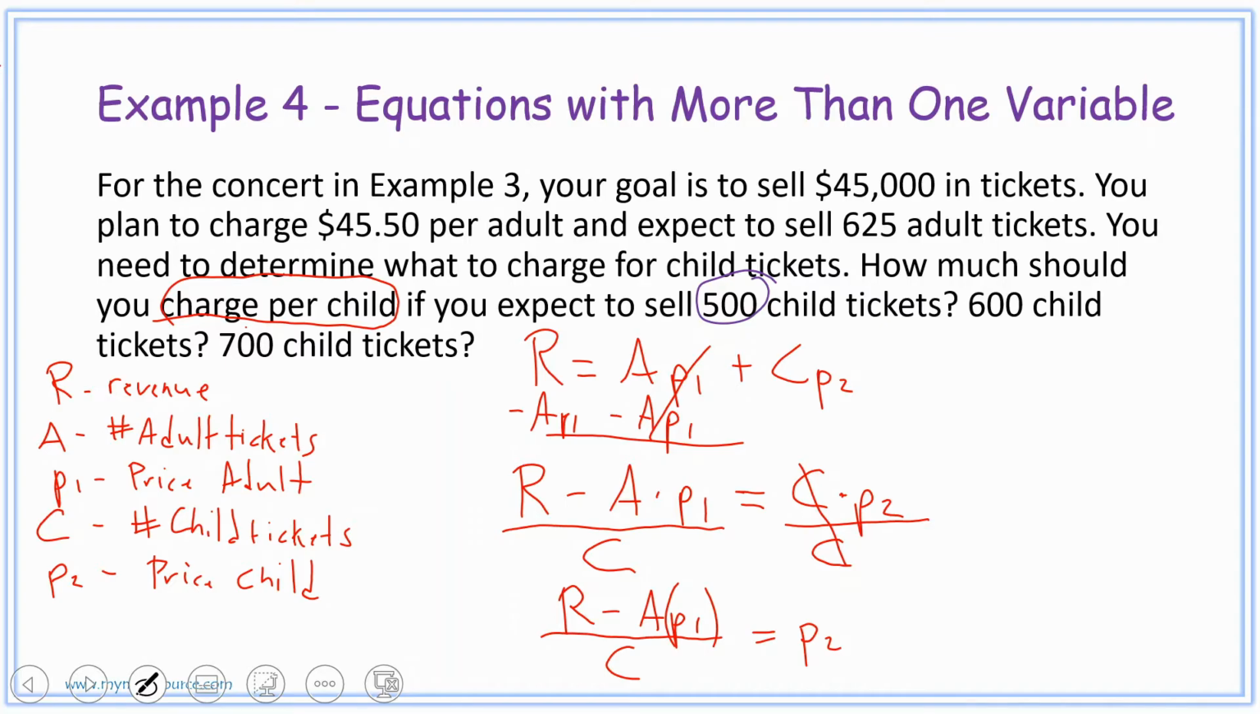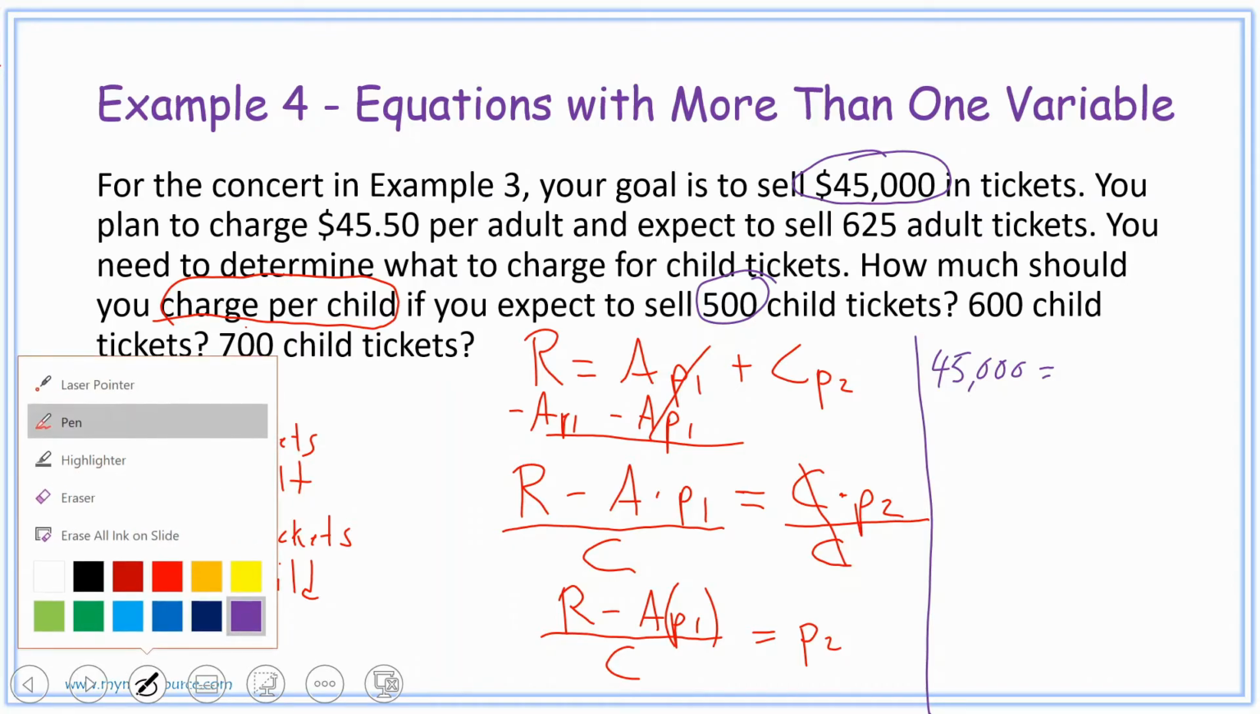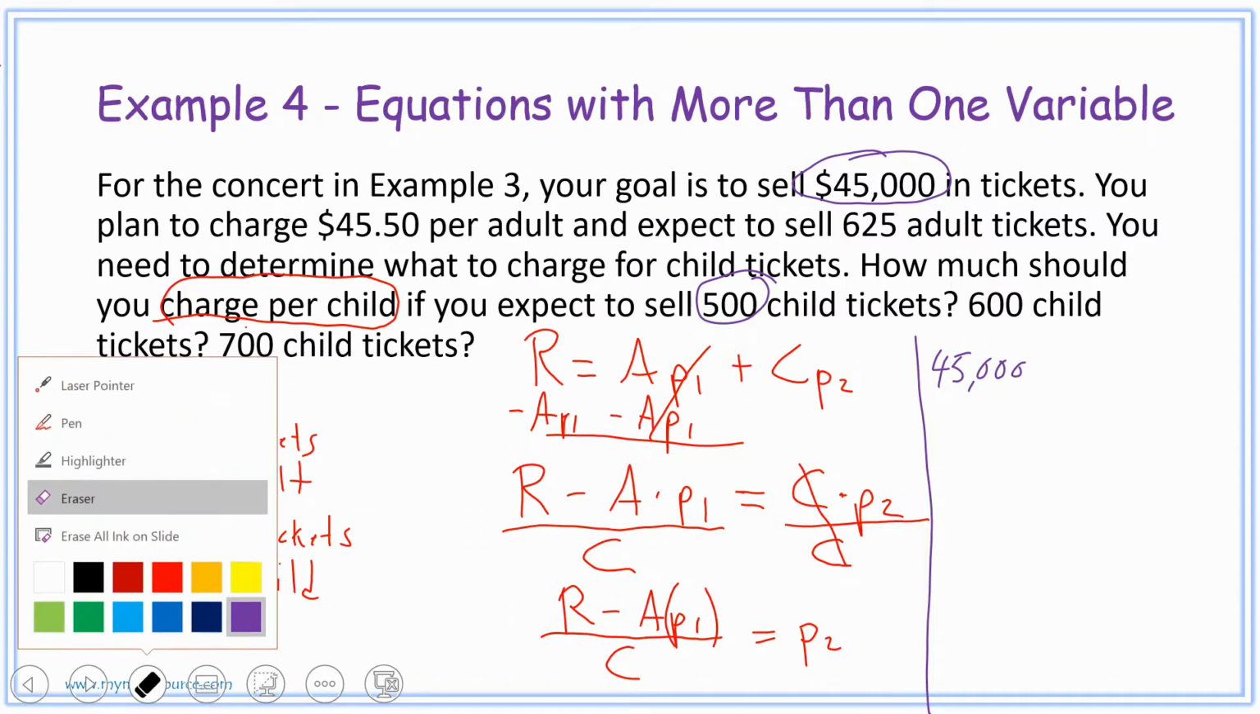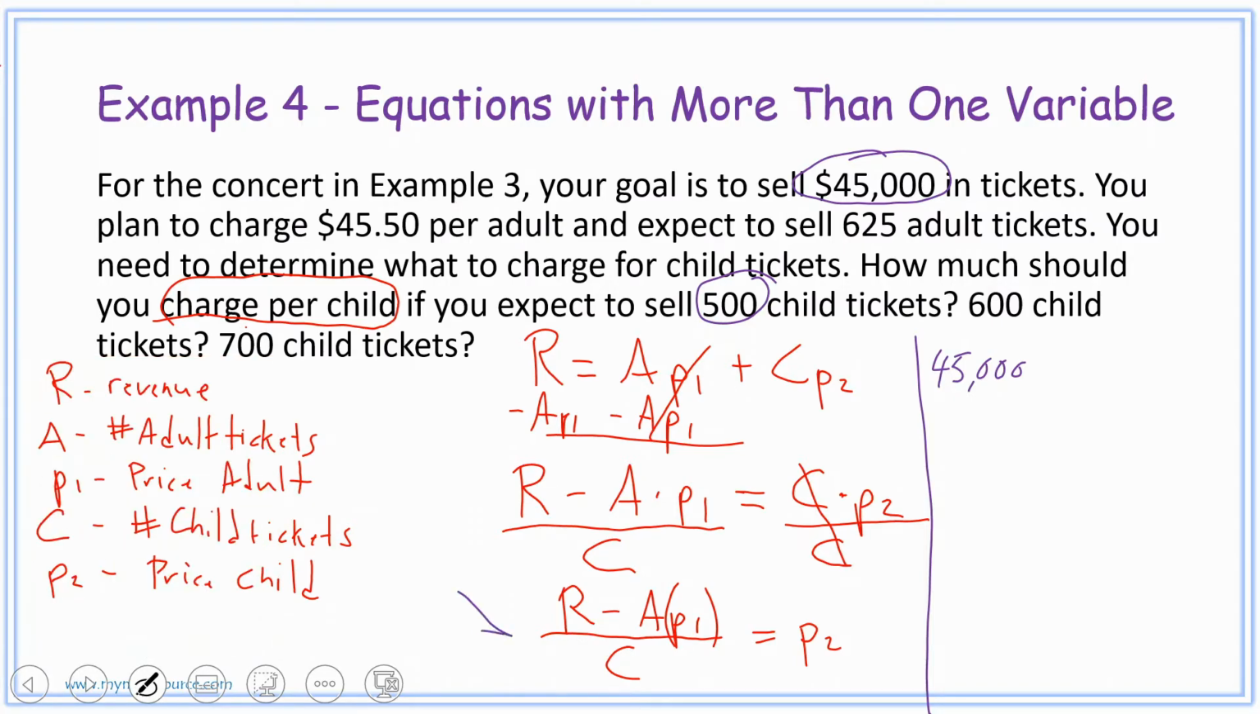So our revenue is our goal here. We want it to be 45,000. And so we're going to have 45,000. It's going to be equal to, sorry, I'm using the old formula. We're supposed to use the updated formula there. So 45,000 subtract is what I should have written because we're using the one down here now. So 45,000 subtract the adult ticket. And that big A represents the number, so that's 625 times the price of the adult tickets, which was $45.50.